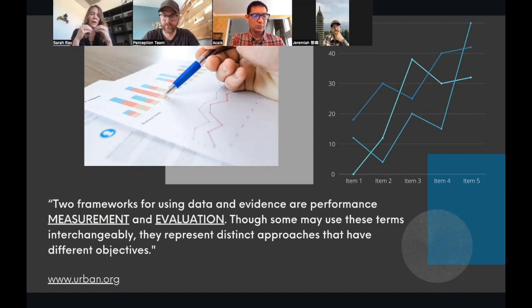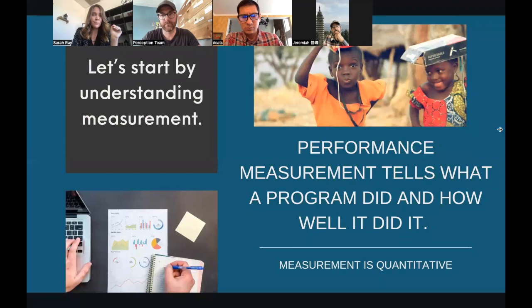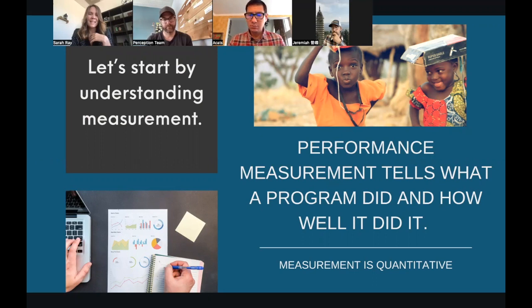So the first framework that we use to incorporate data and evidence to evaluate our performance is the measurement side. And then the second is evaluation. And although they can be interchangeable, they actually are distinctive approaches that have different objectives as a part of the process. So we're going to start today by understanding measurement, which shouldn't be too difficult. I'm sure you all already probably know what this means. But essentially, measurement tells us what a program did and how well it did it. And it's quantitative, as you might suspect. Okay, so measurement tells us what a program did and how well it did it.